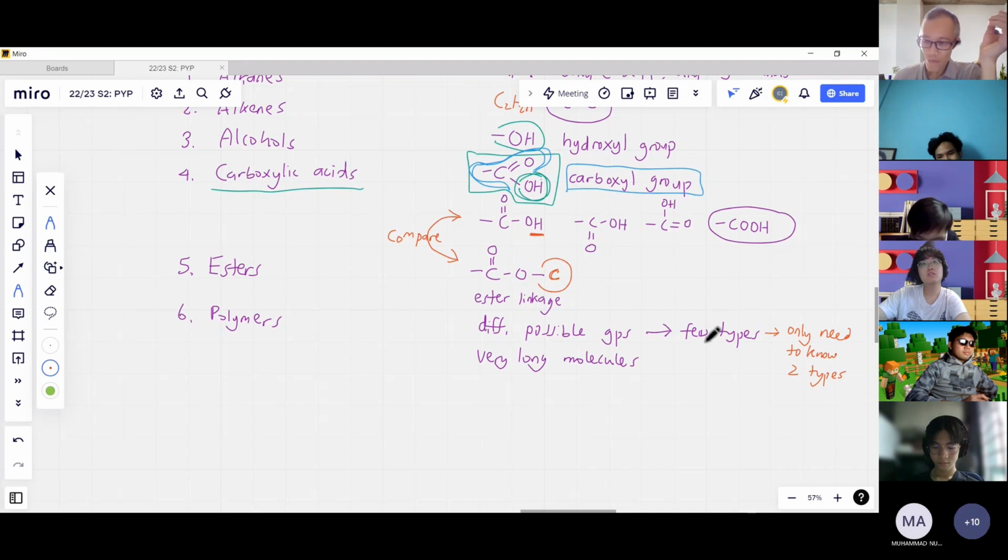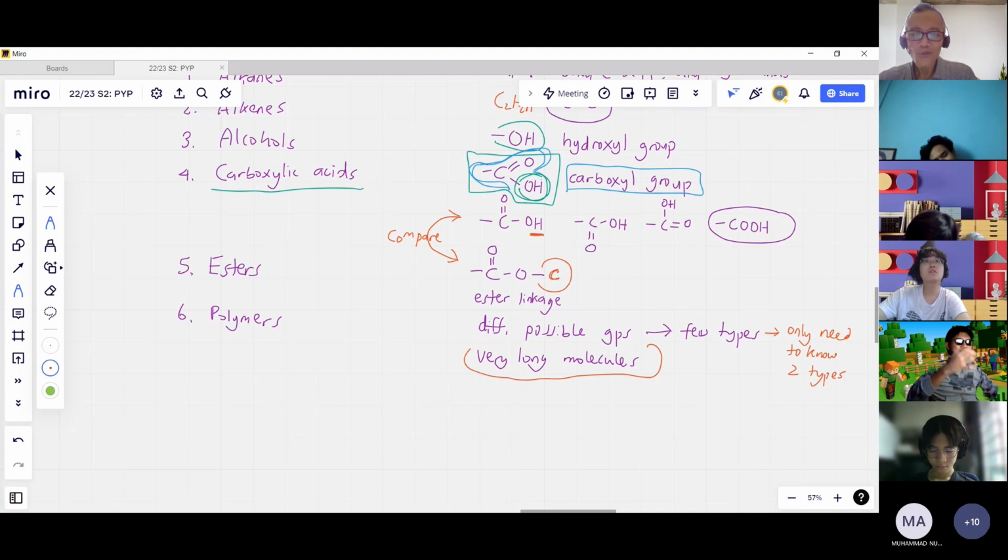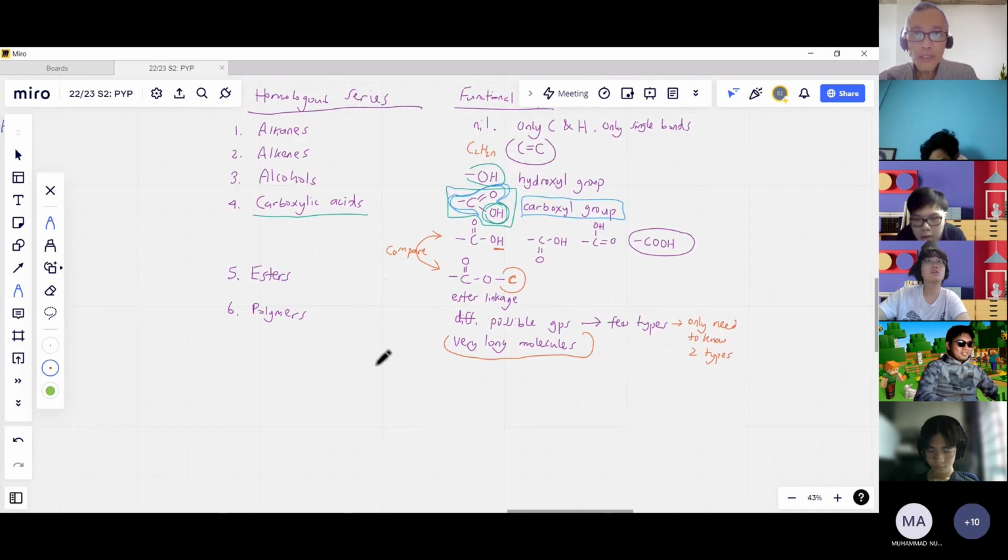Now, the other point that I want to make is polymers are basically very long molecules. Okay, very long. They are talking about thousands to millions of atoms long. Okay, so I think that's all I have to say about them right now. Any questions from anyone?